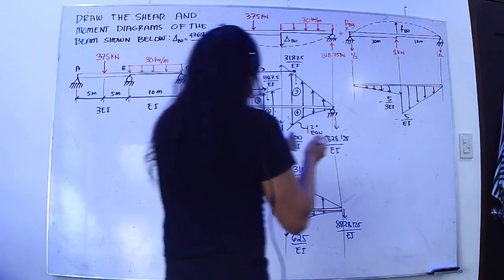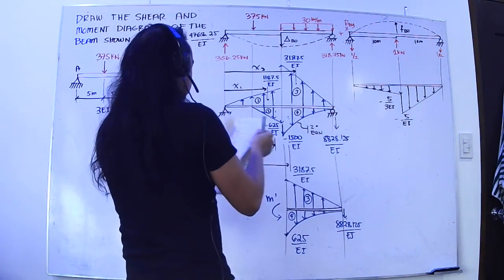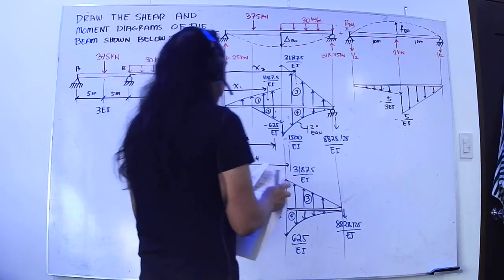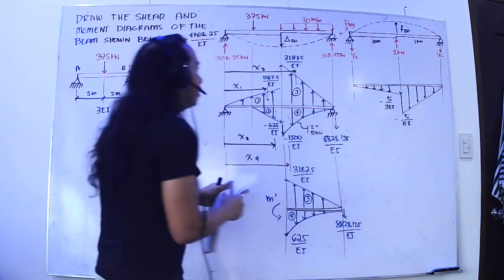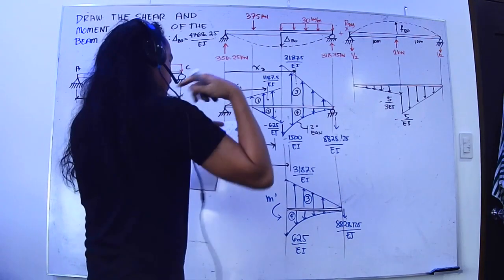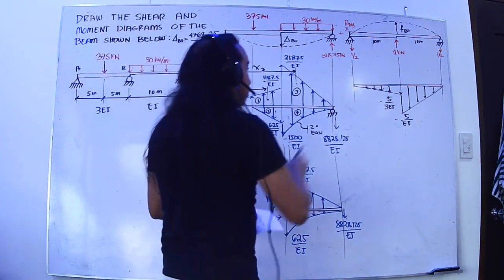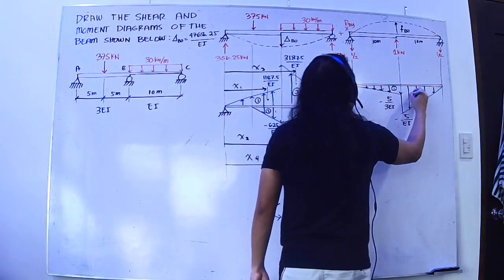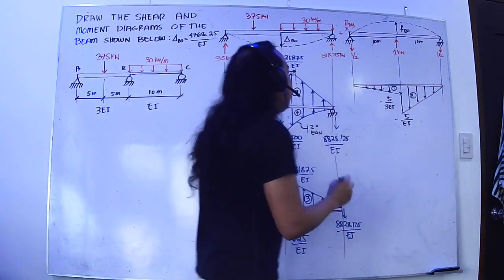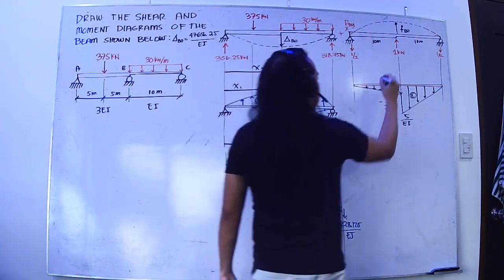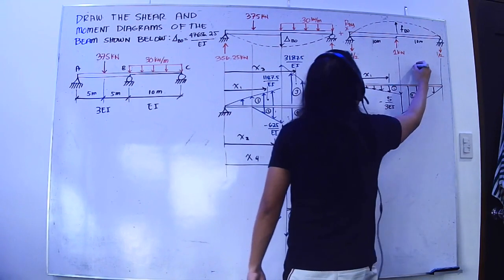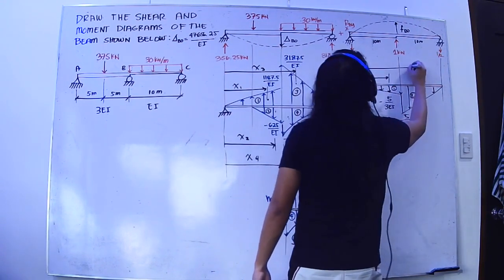Now, to solve this, we're just dealing with two areas, right? This and this. I'll just call this 1 and this 2. Now, the centroid of each, I'll just call this x1, and this one x2.